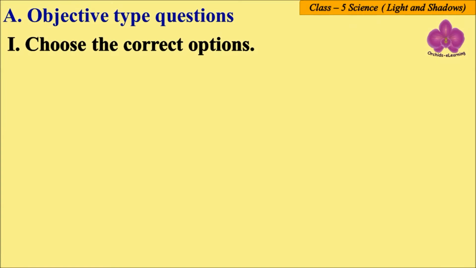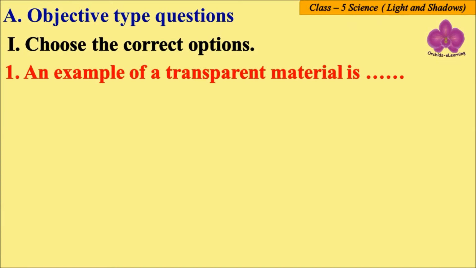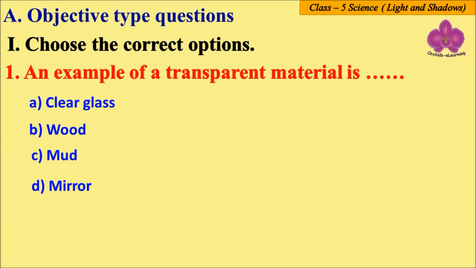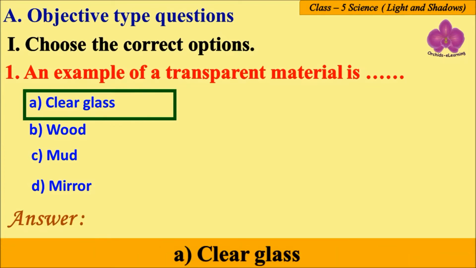First question, choose the correct options. An example of transparent material is dash. Look at the options. Option A, clear glass. B, wood. C, mud. And D, mirror. What is the example of a transparent material? And the answer is A, clear glass.